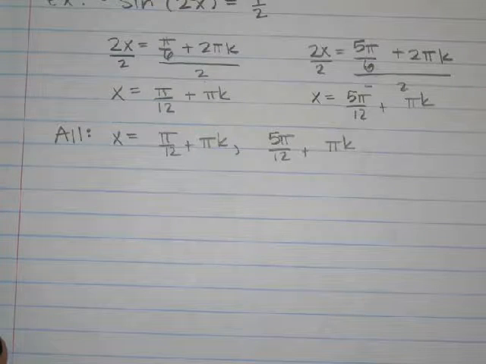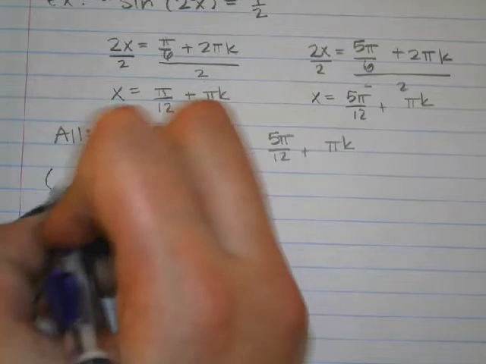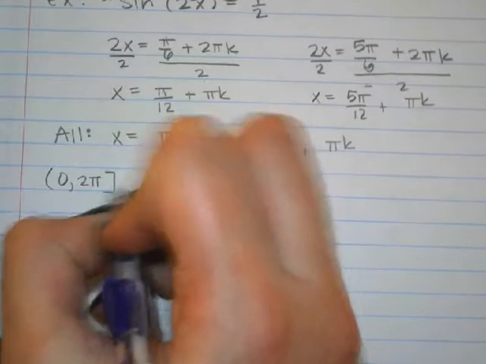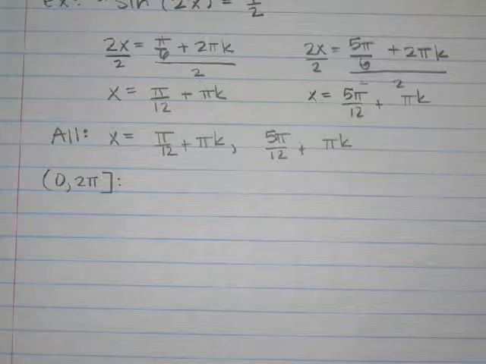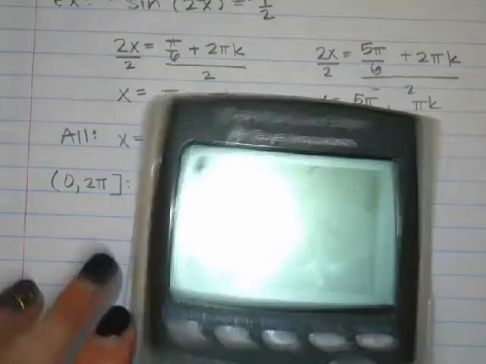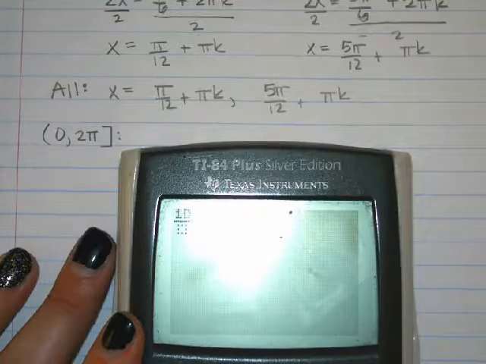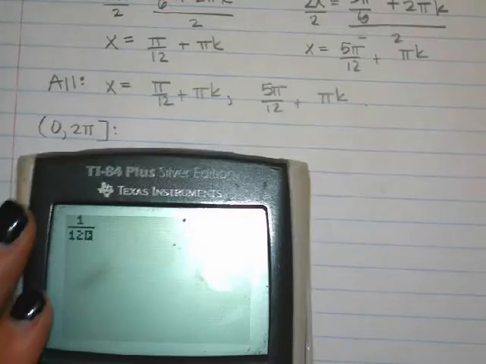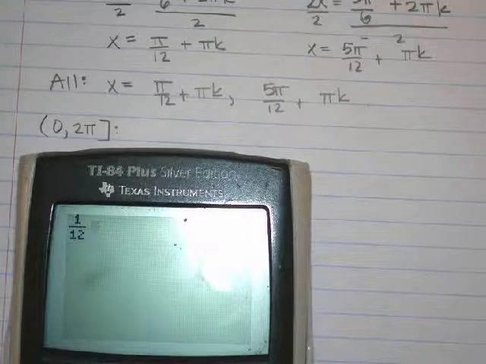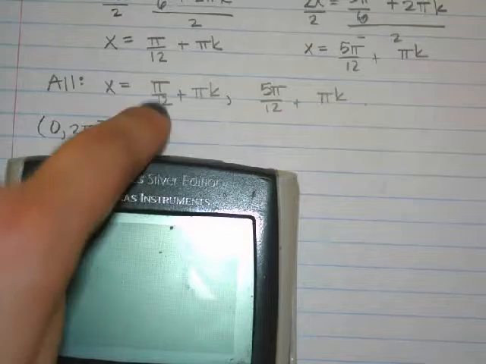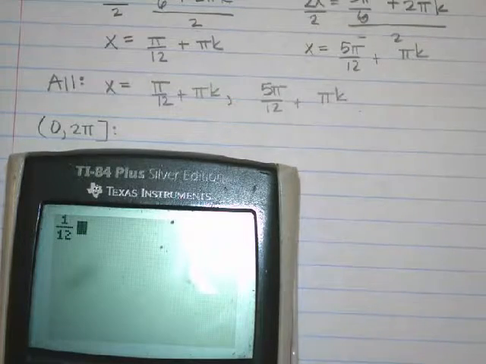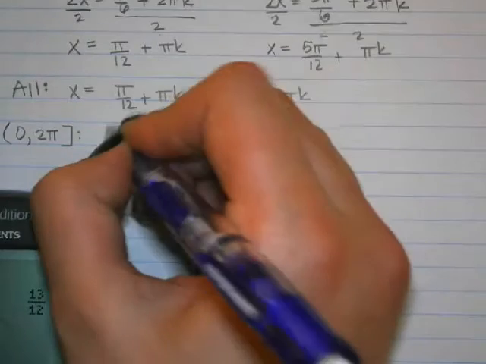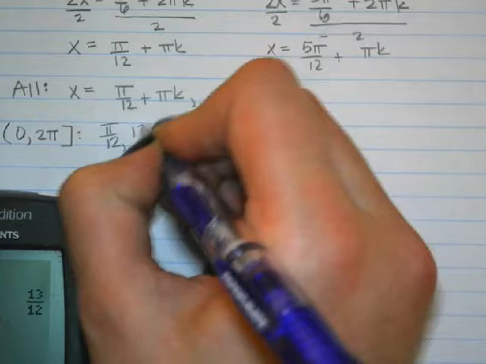If they said find all solutions from 0 to 2 pi, then you have to do some work. This is what your calculators are for today. So I'm going to get my calculator out. The first fraction, I'm going to go ahead and type this in as a fraction, 1/12, because I want my other answers to be fractions as well. It says that 1/12 is the first answer and that the answers repeat for every 1 pi. So I'm going to take 1/12 and add 1 to that. So 13/12. I'm going to go ahead and write both of those down. So pi 12ths, 13 pi 12ths.